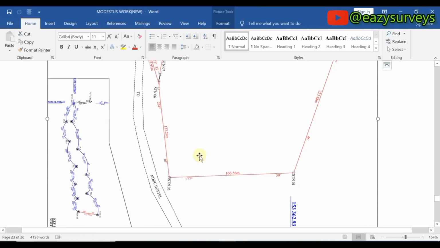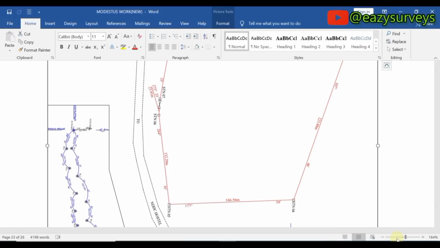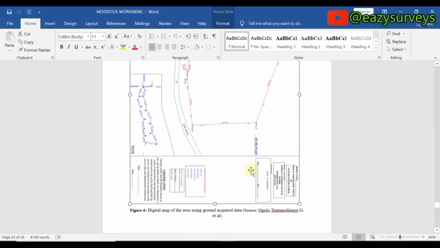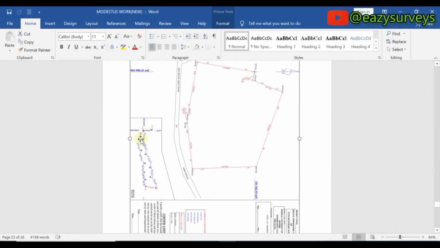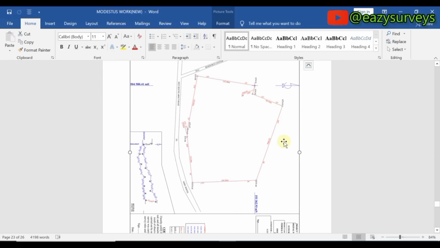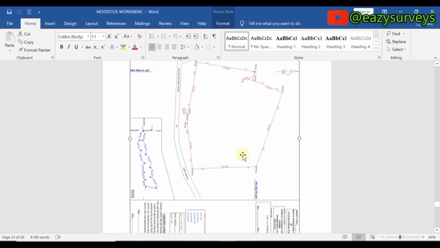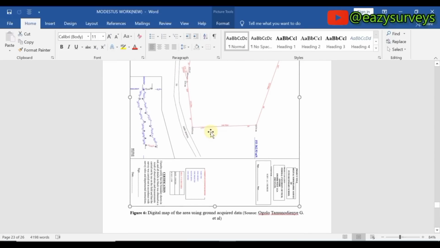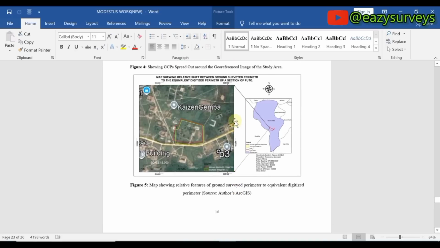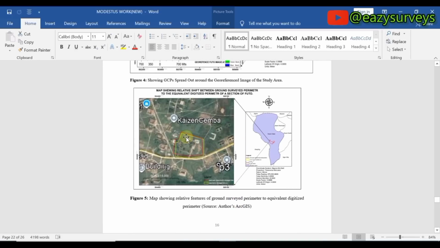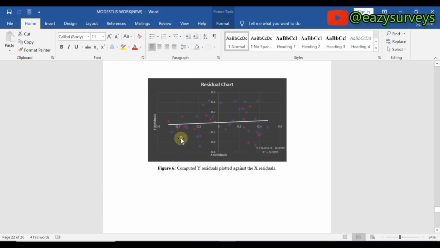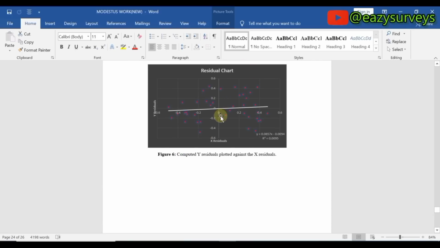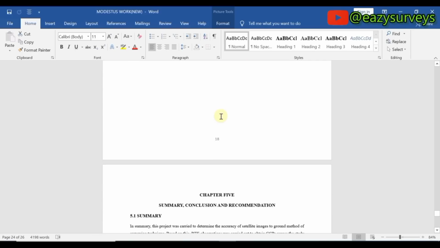So this is the AutoCAD drawing of the perimeter. This is the control extension of the perimeter with the total station, and here is the boundary of the perimeter of this study area. This perimeter was overlaid on the georeferenced imagery, which is the red, just like what I explained earlier. You can see the shift up there. This one is just the residual chart, nothing much to explain there.